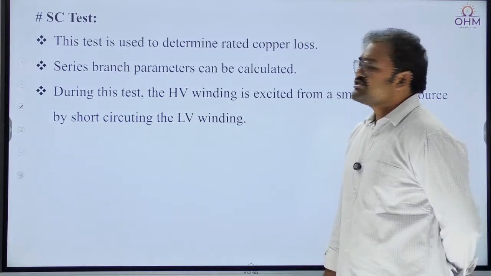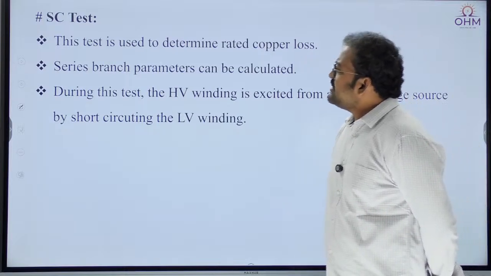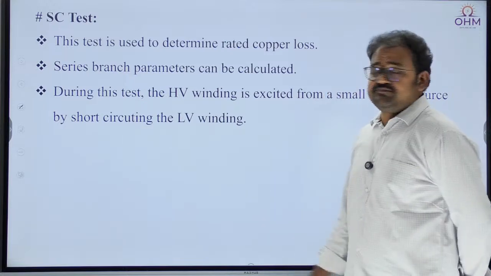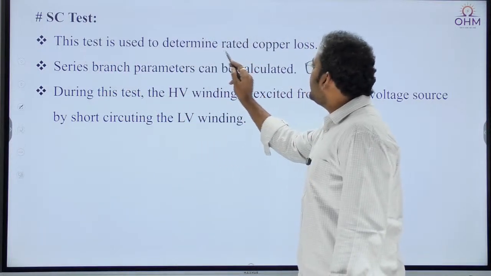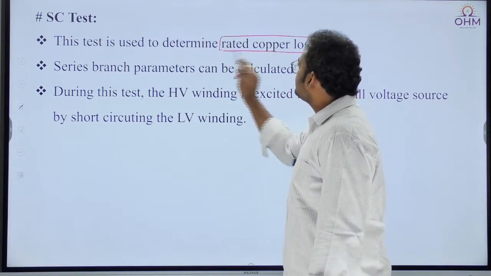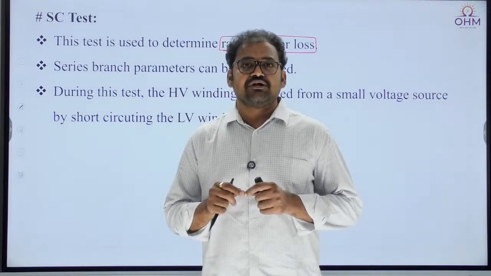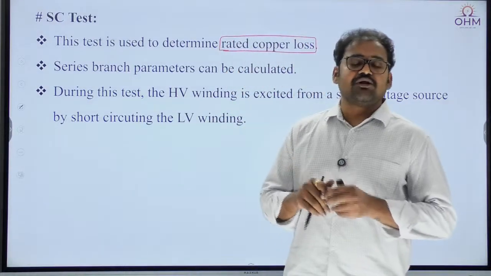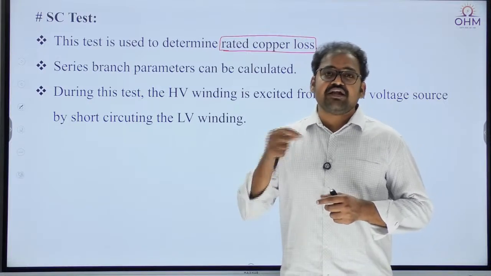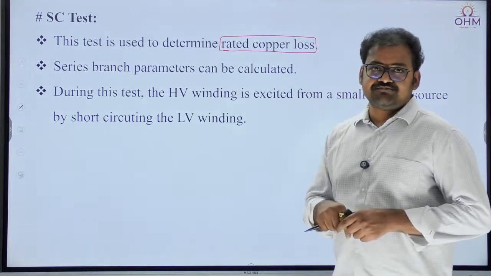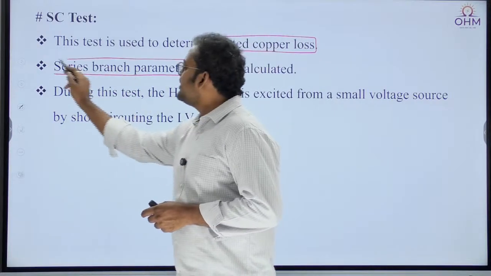Now let us understand the short circuit test, the next important test. First of all, what is the purpose of the short circuit test? The short circuit test is used to determine the rated copper loss of the transformer. Open circuit test is used to determine iron loss. Short circuit test is used to determine copper loss. We know copper loss is a variable loss, not a constant loss. And to measure rated copper loss, the current must be the rated value. Also, by using this test, series branch parameters can be identified.